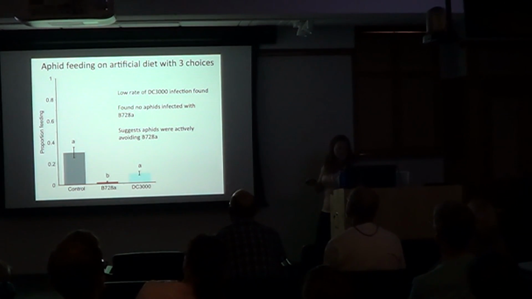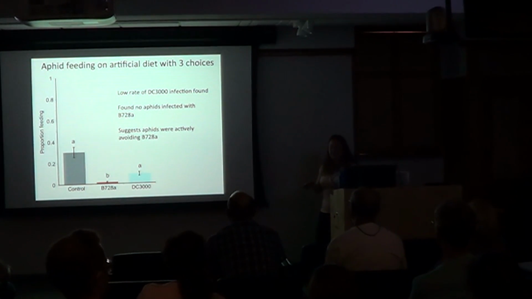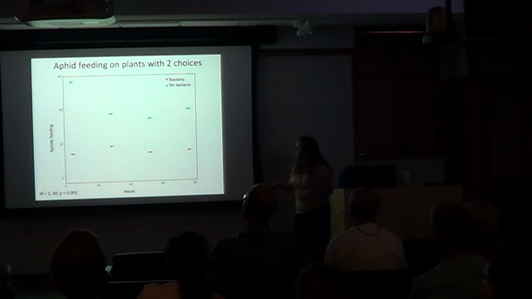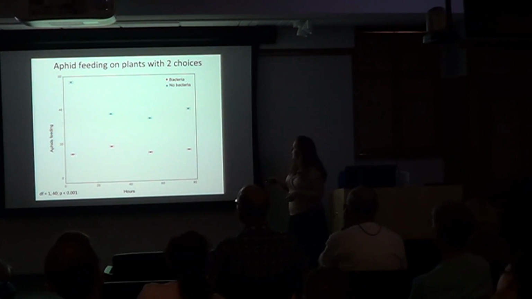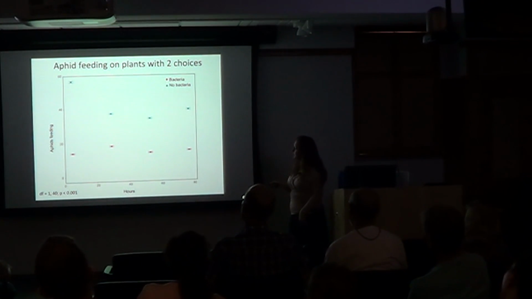And then I'm going to show the results of our plant experiment. This is kind of preliminary. We've only done this once, and so I'm not saying that I believe it necessarily at this point, but it is in keeping with what we have found in that there were at least twice as many aphids feeding on leaves without bacteria compared to leaves with bacteria. And this is over the course of several days, so these numbers are fairly consistent.